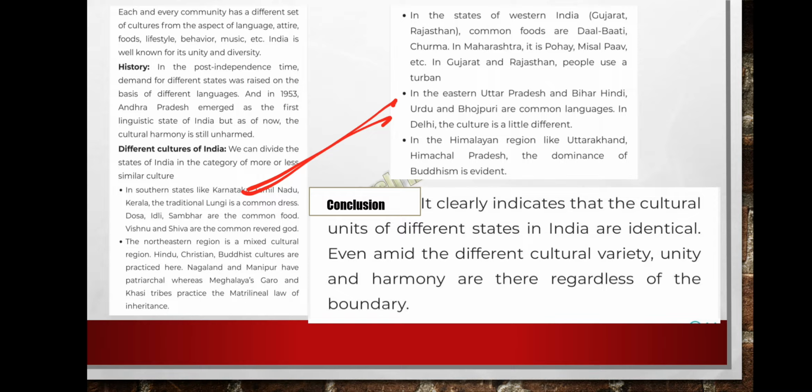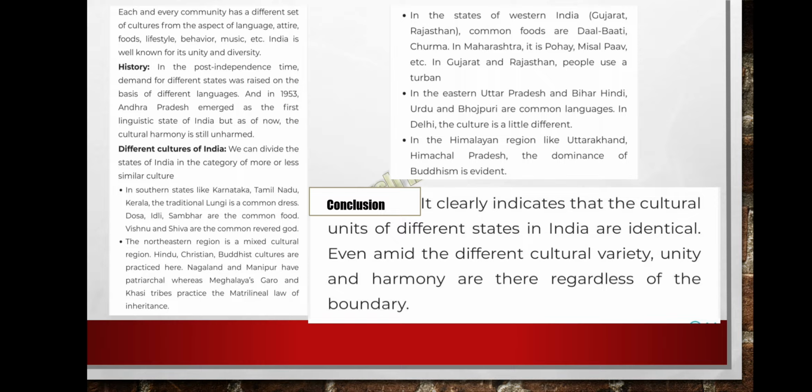We can divide the states of India into categories of more or less similar culture. For example, in southern India, states like Karnataka, Tamil Nadu, Kerala, the traditional lungi is a common dress. Dosa, idli, sambar are the common food. Vishnu and Shiva are the common revered gods. The northeast is a mixed cultural region. Hindu, Christian, Buddhist cultures are practiced here. Nagaland and Manipur have patriarchal societies, whereas Meghalaya's Garo and Khasi tribes practice the matrilineal law of inheritance.